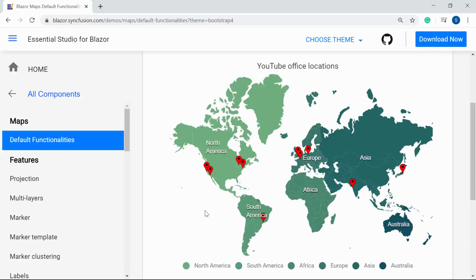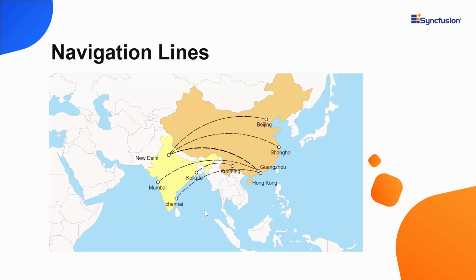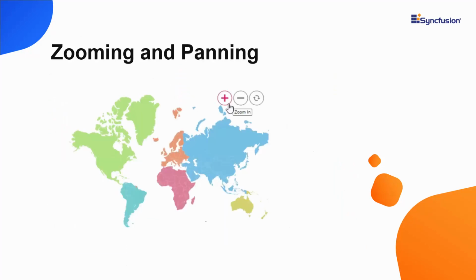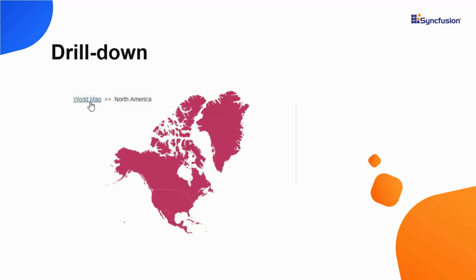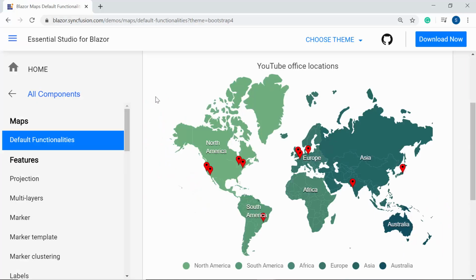Using the Maps component, you can visualize the Earth's surface and show static or interactive regions, zones, boundaries, or any geographic area of the lands. The Syncfusion Blazor Maps component comes with a rich set of features like markers, navigation lines, bubbles, zooming and panning, and drill down to help you in viewing the interactive zones. To explore the other features available in the Syncfusion Blazor Maps component, refer to the website link shown in the above YouTube card.